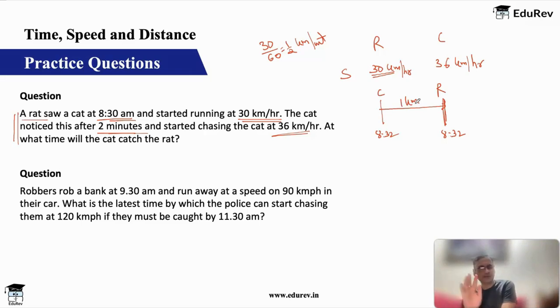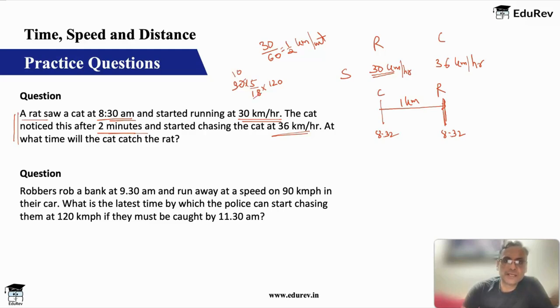This part is clear? I've converted it to minutes because my data is in minutes. Obviously, you can do in seconds also, not a problem. If you do in seconds, what will you do? 30 into 5 by 18. This is the speed in meters per second. And then 2 minutes means 120 seconds. So we'll multiply this. So how much do I get? 30, so 10 and 6. And then this is 20. So 20 into 5 is 100. 100 into 10 is 1000. You get 1000 meters, which is same as 1 kilometer. So this is the distance.